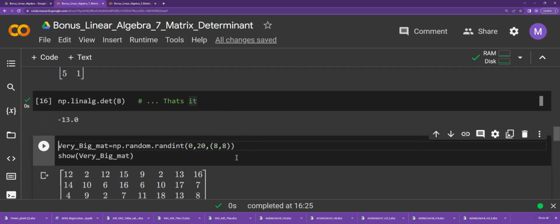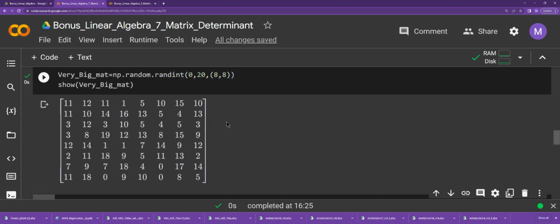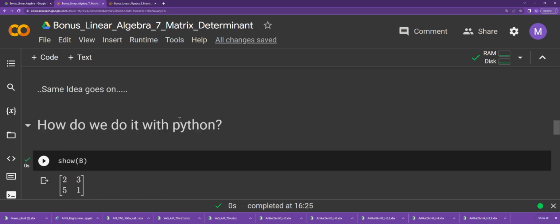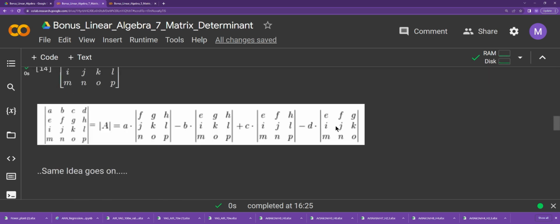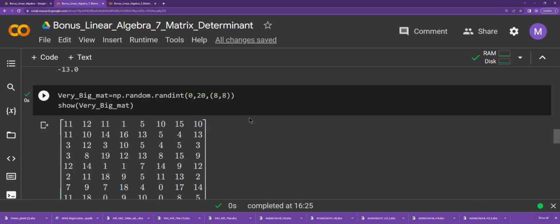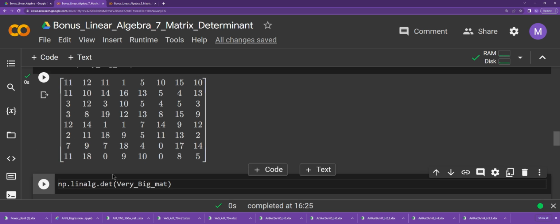Let's make a really big matrix, just to challenge Python with it. I'm making a very big matrix using np.random.randint, some random integers from 0 to 20, and I want the size 8 by 8. Now you just saw how complicated a 4 by 4 would be, yeah? So you can imagine what this is going to be. So obviously we are not going to be using pen and paper. We are going to use Python, and I just showed the function to you.